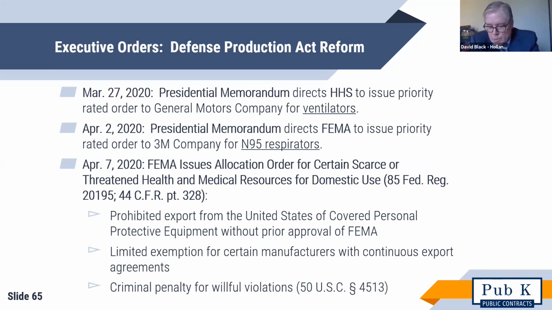And there was some coordination with Customs and Border Patrol. The rule and some subsequent guidance created some exemptions for certain situations, including manufacturers with continuous export agreements that met certain criteria. So they tried to find some reasonable exemptions. But this was a way to keep PPE and other medical supplies in the country. And just to point out that the Defense Production Act has a criminal penalty for violating its provisions. So there is criminal liability to exporters who may have violated this. Next slide.